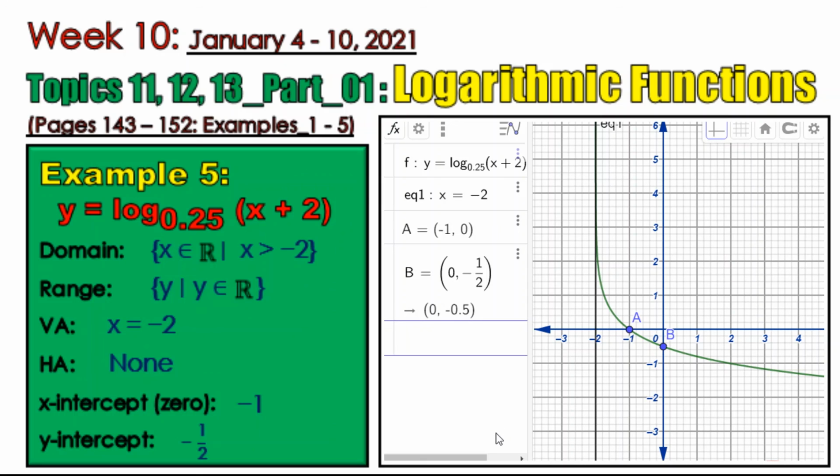Okay, again, for example number 5, we have the domain: x is an element of real numbers such that x is greater than negative 2. The range is y such that y is an element of real numbers. Your vertical asymptote is x is equal to negative 2, so this is the vertical line. We have no horizontal asymptote. Our x-intercept or zero is negative 1, and your y-intercept is negative 1/2 or negative 0.5. Okay, that is for example number 5.